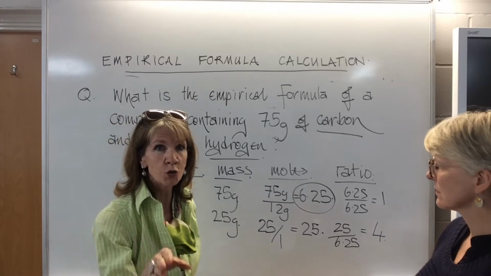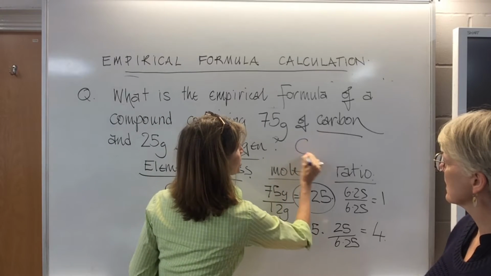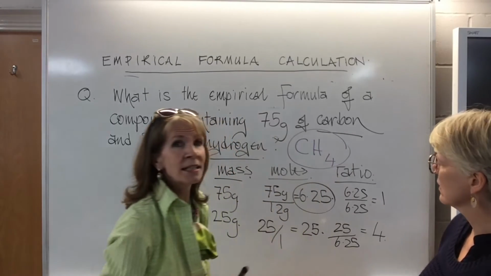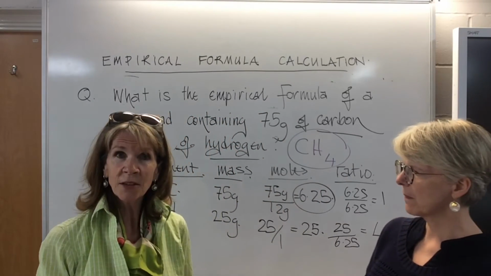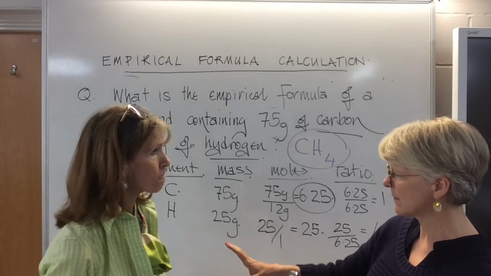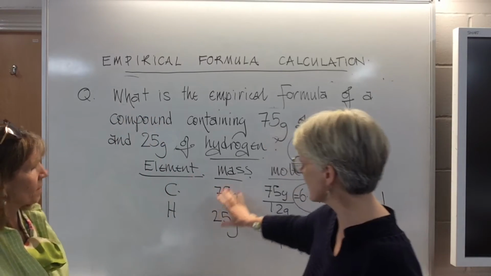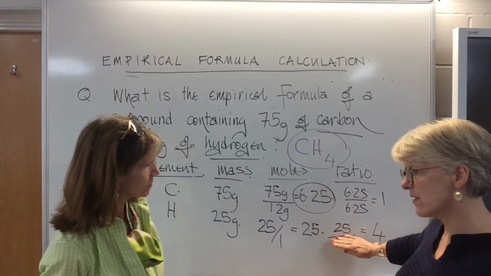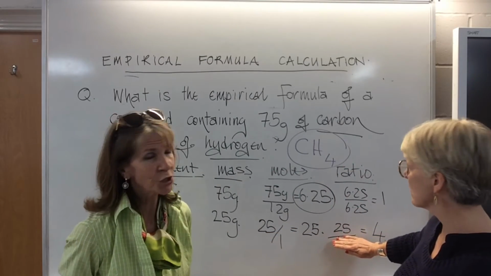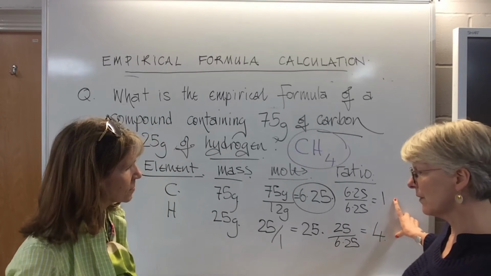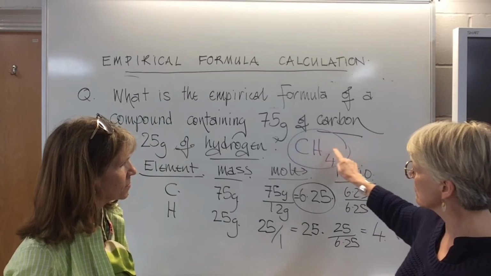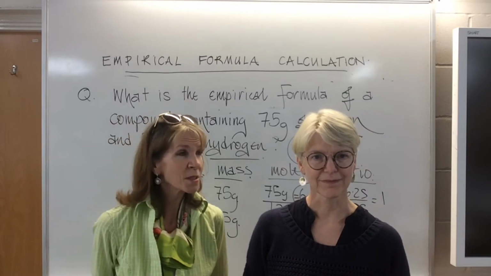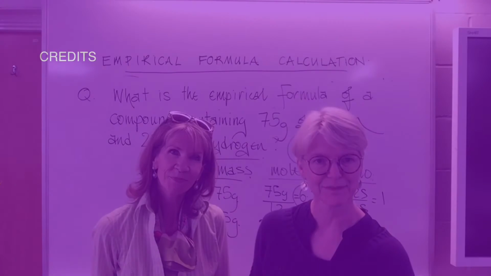Make sure you include it in your answer. So it's CH4, otherwise known as methane. Should we have a quick recap? Write down the elements, the mass, we need to know the number of moles, then we divide by the smallest number of moles to work out the ratio. When we've got our whole number answer for that, we put it next to the relevant element to get the formula. That is correct. So, job's done.